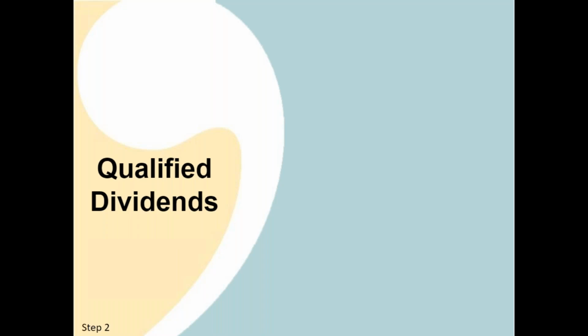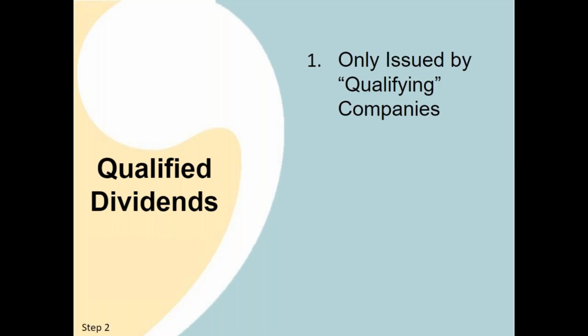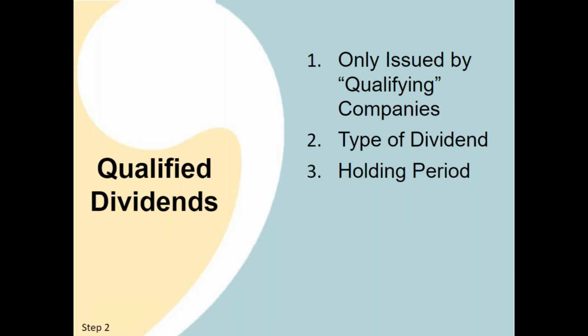There are 3 requirements for a dividend to be considered qualified. Only U.S. and certain foreign companies can issue qualified dividends. Only certain types of dividends are qualified. Dividends from money market accounts are usually not. Neither are most of the dividends from REITs. The holding period. You need to have owned the stock paying the dividend for more than 60 days during the 121 days that begin 60 days before the ex-dividend date.